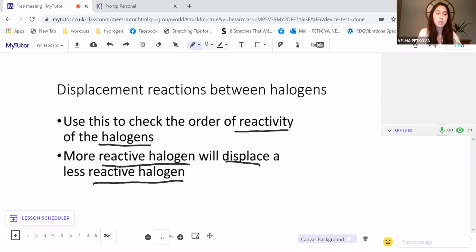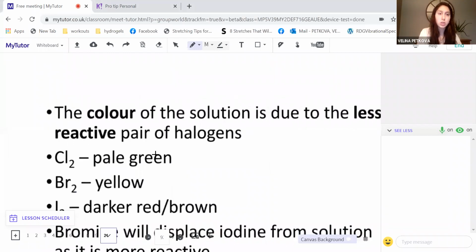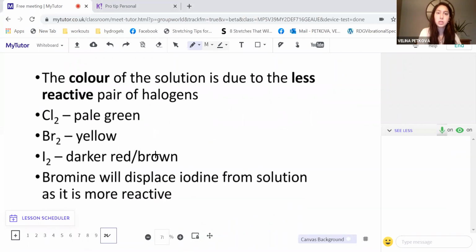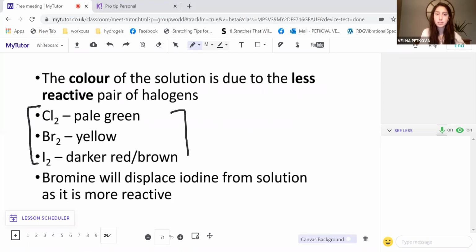Okay, so we're going to see an example of a reaction like that. The color of the final solution is due to the less reactive halogen. And you need to learn these colors. You need to be aware of these colors for your course: what color chlorine is, what color bromine is, what color iodine is.